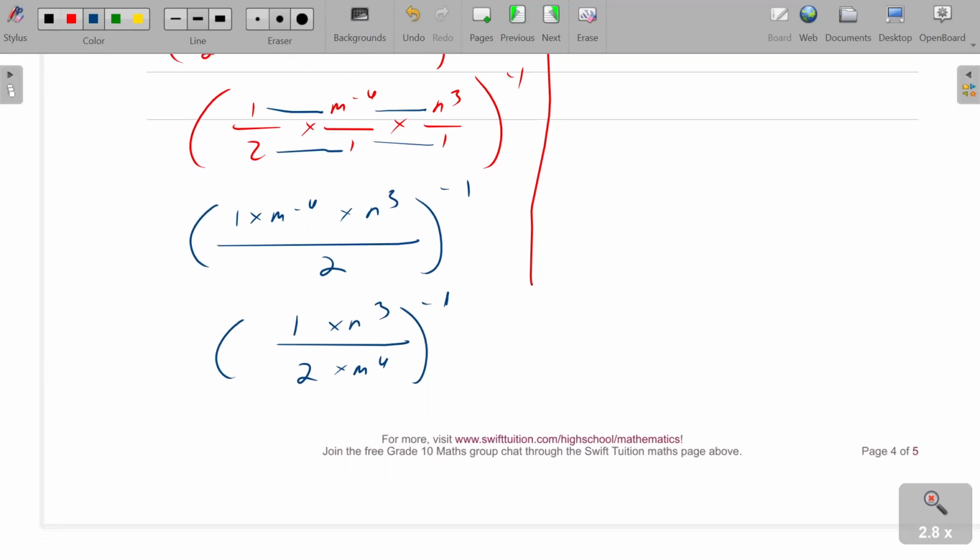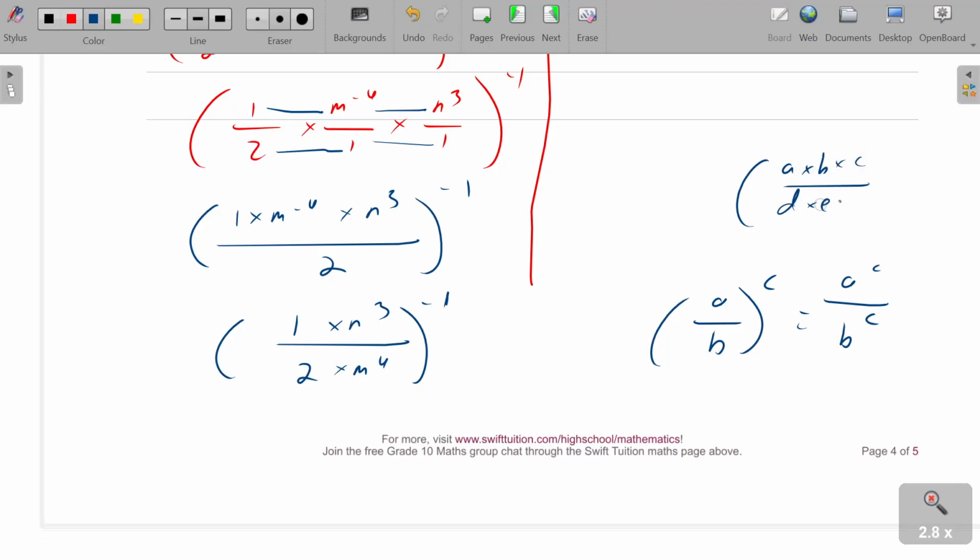What the -1 basically does is take everything it sees and flip it over. If something's at the top, it brings it to the bottom, and if something's at the bottom, it brings it to the top. In this case it applies to every single thing, top and bottom. If I had a over b to the power of c, this becomes a to the power of c over b to the power of c. If I had a times b times c over d times e times f, to the power of g, it becomes a to the power of g multiplied by b to the power of g multiplied by c to the power of g over d.